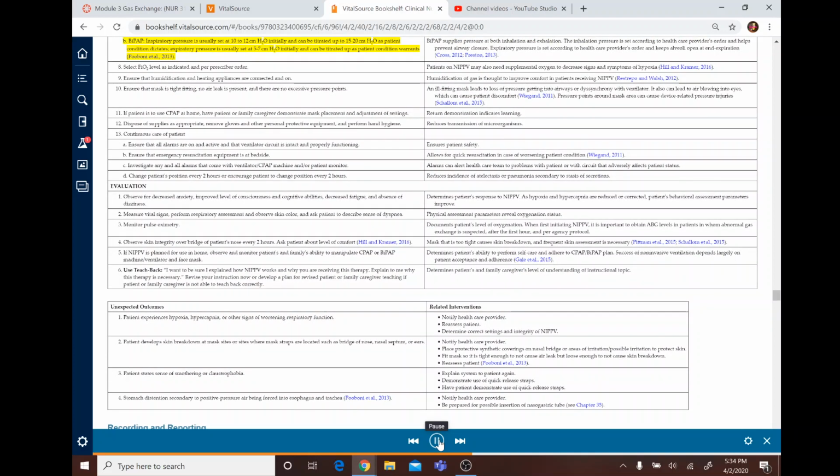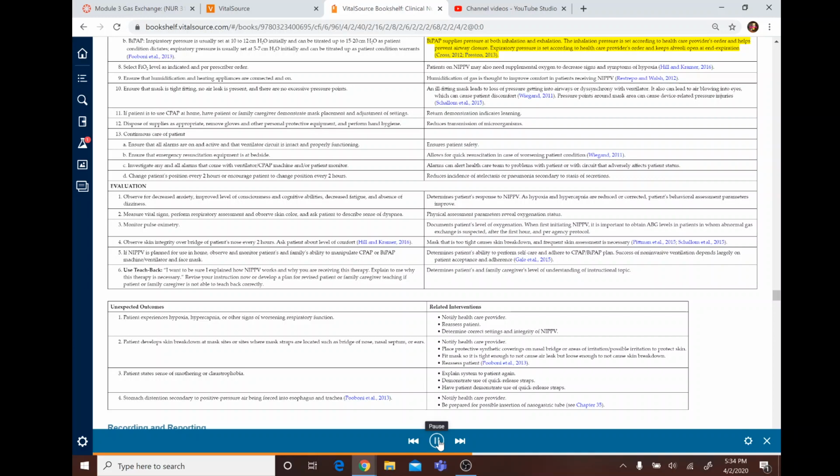BiPAP, inspiratory pressure is usually set at 10 to 12 centimeters H2O initially and can be titrated up to 15 to 20 centimeters H2O as patient condition dictates. Expiratory pressure is usually set at 5 to 7 centimeters H2O initially and can be titrated up as patient condition warrants. Puboni et al., 2013.